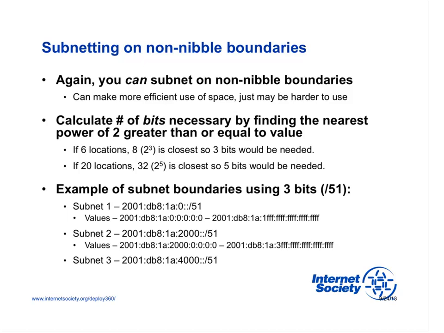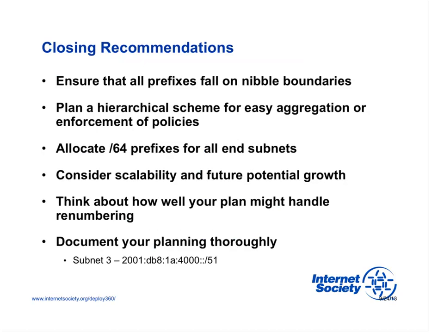So I'll leave it with there and just give you these recommendations, and we'll again talk about this in the ISP level tomorrow. But again, I would encourage you to think about ensuring that all prefixes fall on a nibble boundary. It just will make your life a whole lot simpler if you think about using each of those hexadecimal digits as part of your plan. And think of what kind of hierarchical scheme works. Standard practice across everything is to allocate /64 prefixes for all subnets that you're using, all local area networks.